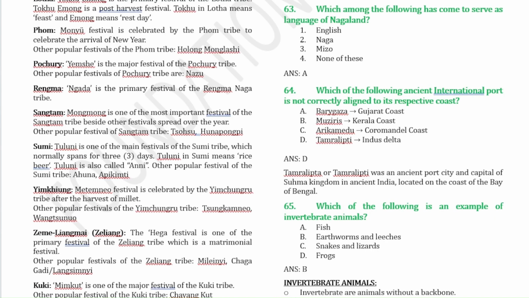Question number 63. Which of the following has come to serve as a language of Nagaland? So it's English. Which of the following ancient international ports is not correctly matched? Tamralipti, it is in the Bay of Bengal. So option number D is not correctly matched.